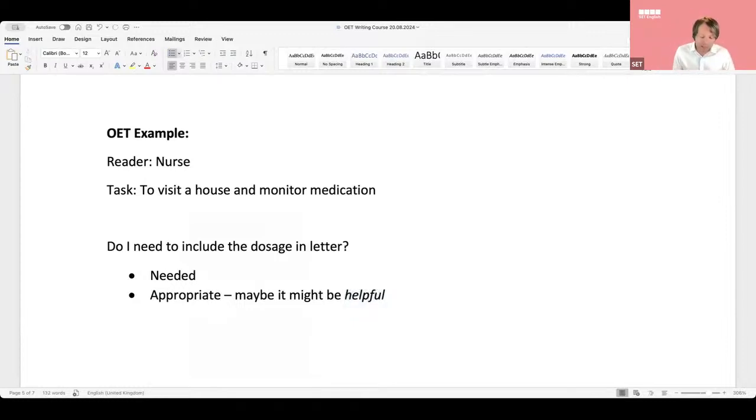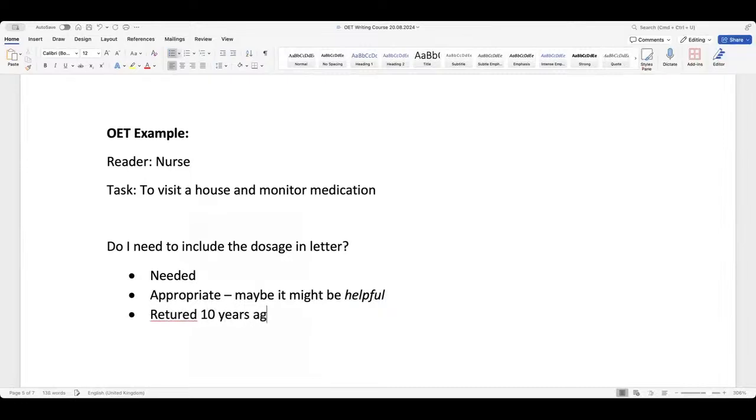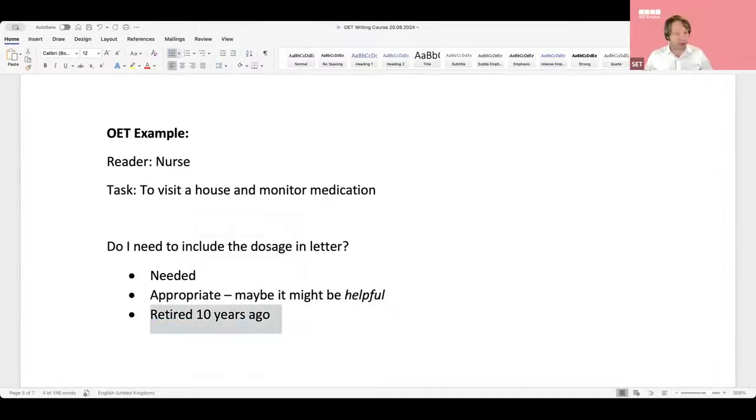Okay, what about this then? I might say something like 10 years ago, retired. Irrelevant. It's not needed. Usually that would be not needed. Sometimes people say, oh, that's appropriate, right? So guys, this one here is flexible.